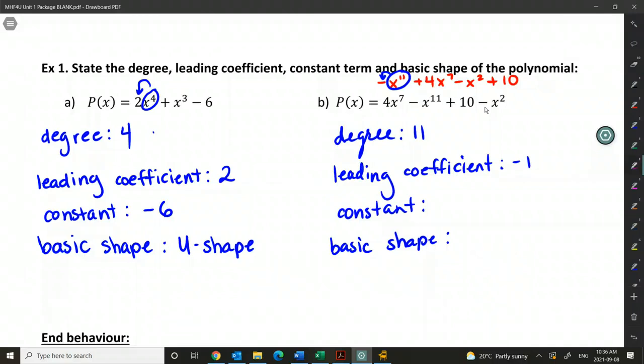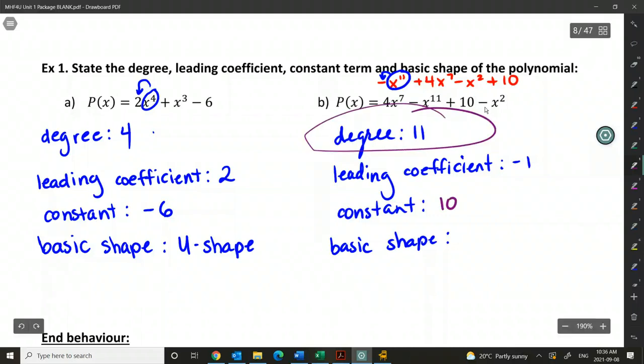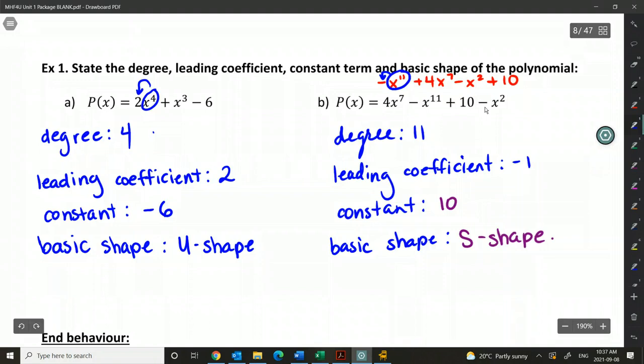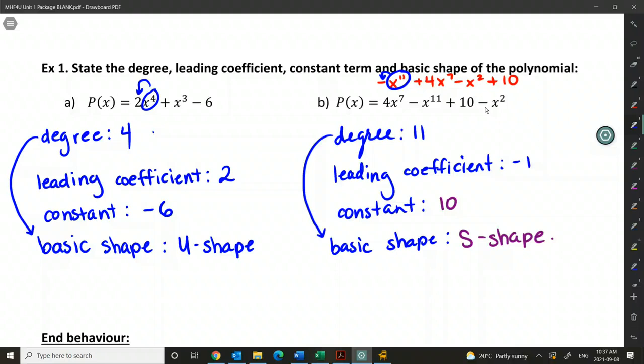Carol? 10, good. And the basic shape based on a degree 11, Victoria? S-shaped. Okay, because the degree is 11, which is odd, I know that this will take on an S shape based on what we talked about in our power functions above. Awesome. Okay, so this is connected, right? I'm always looking at my degree to decide on the basic shape, whether that's even or odd.